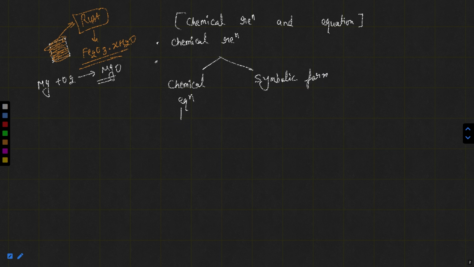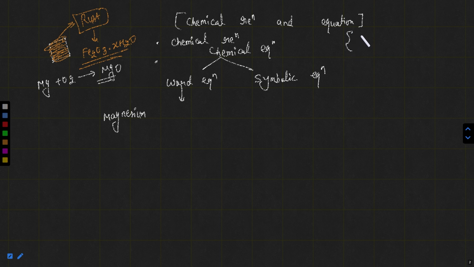What is this chemical equation? A chemical equation can be written in word form, as a word equation, or as a symbolic equation. A word equation is like magnesium, where I write the names of elements and compounds, or simply reactants, because you know very well that in a chemical reaction reactants give products.